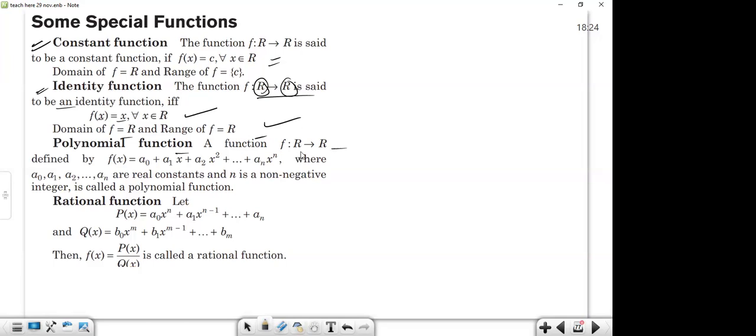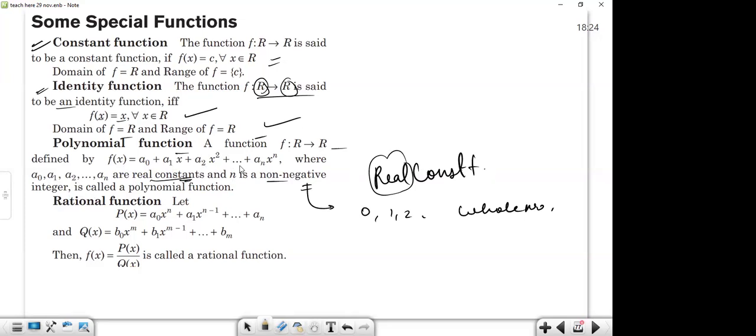Polynomial function: a function having a domain and codomain as real numbers, defined by f of x equals a naught plus a1 x plus a2 x squared and so on. These are all real constants, which means they are real numbers, and n is a non-negative integer. Non-negative integers are whole numbers basically. Okay, so this is what polynomial functions are. We have also discussed this in quadratic equations.